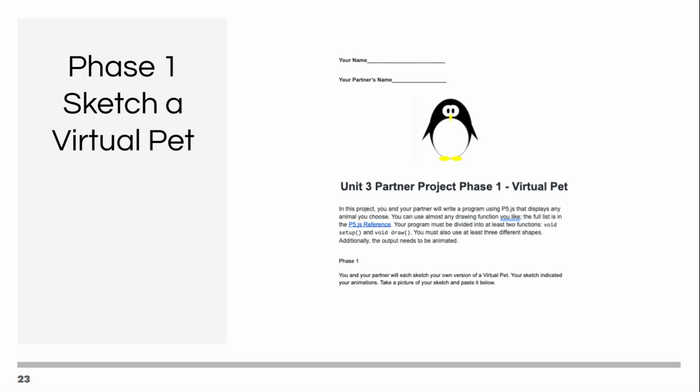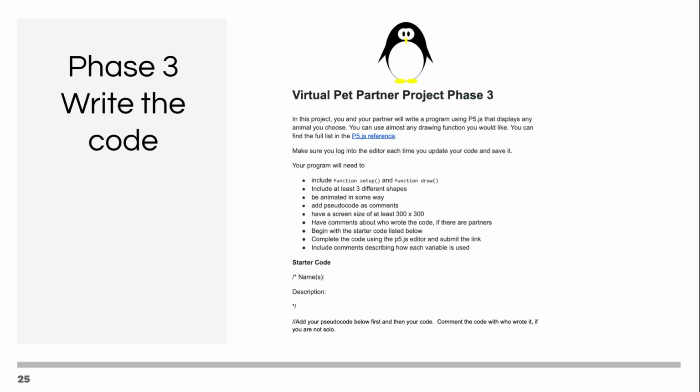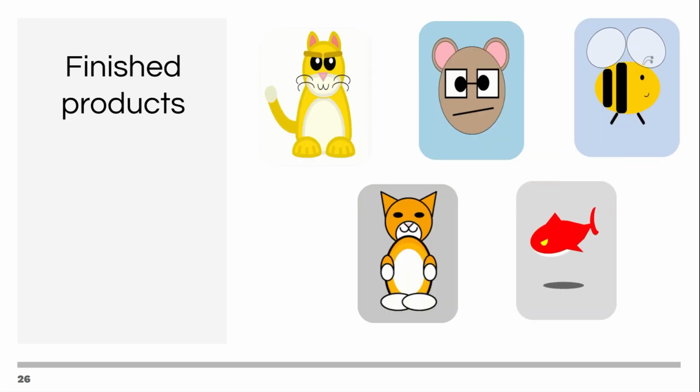We do phases when we do projects. Here is phase one, and they are essentially thinking about what they want to do. They draw a sketch of, in this case, their virtual pet. Then they describe the animation that they want to do for their virtual pet, and they write the pseudocode. Finally, phase three, they write the code. Here are some finished products from this group project.